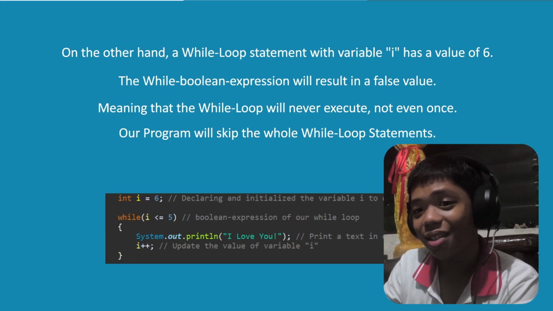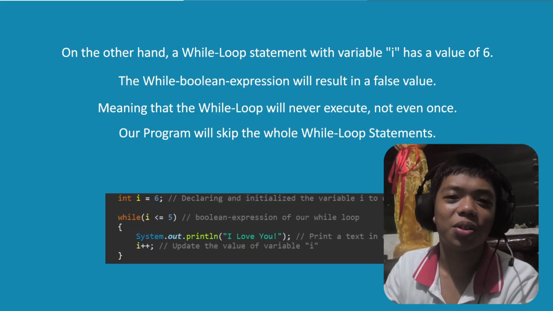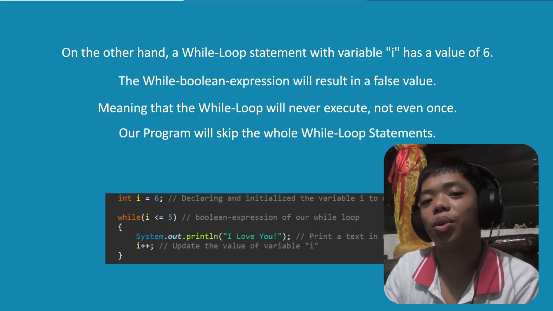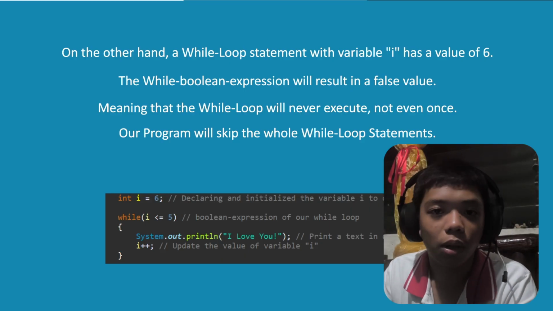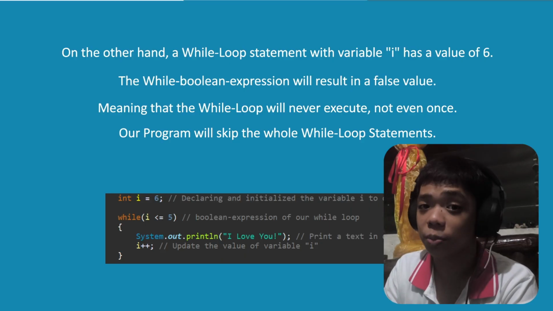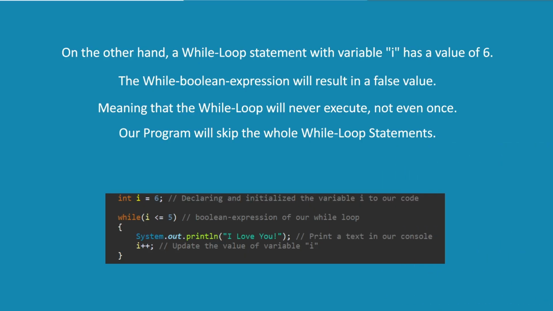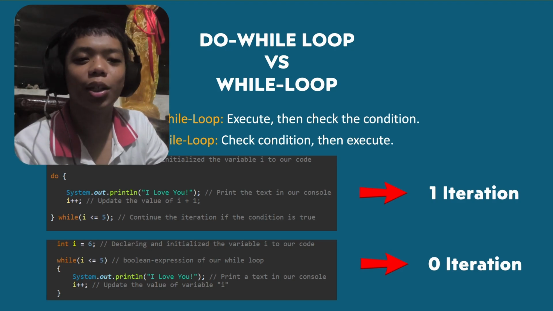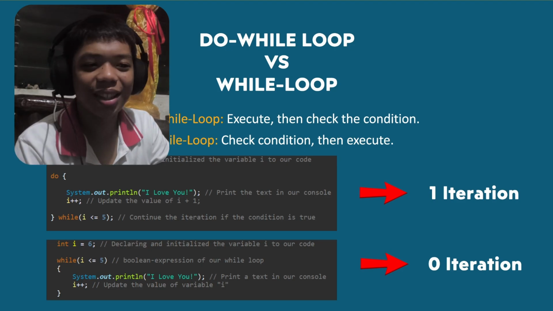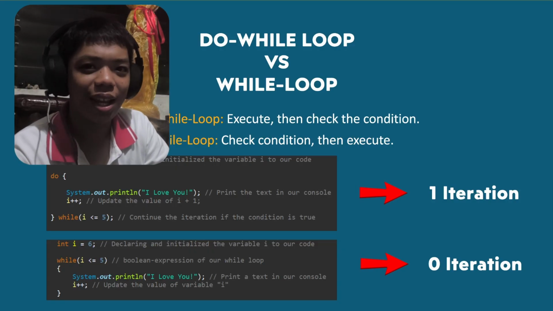As you can see with this example where we declared and initialized the variable I equals 6, it will check the condition of the while loop. 6 is less than or equal to 5. That is false. So therefore, this while loop will never run because it already has a false Boolean expression. So there will be no iteration. See the difference now? The difference between a do while loop and a while loop is that the do while loop executes then checks the condition, while the while loop checks the condition and then executes.